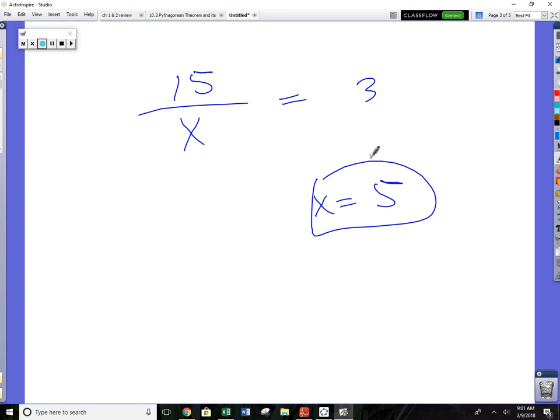Brooklyn, how are we going to get 5 if we don't know our mental math?